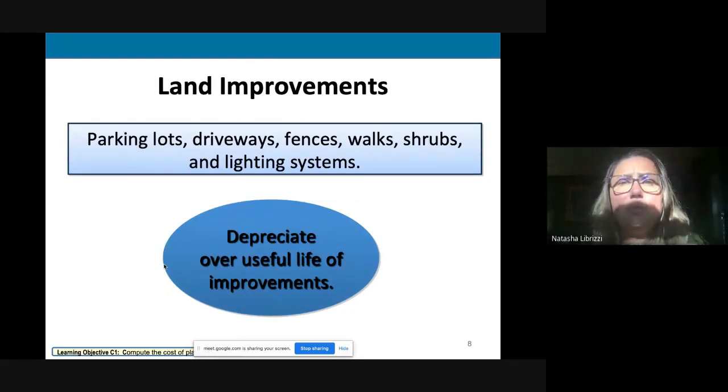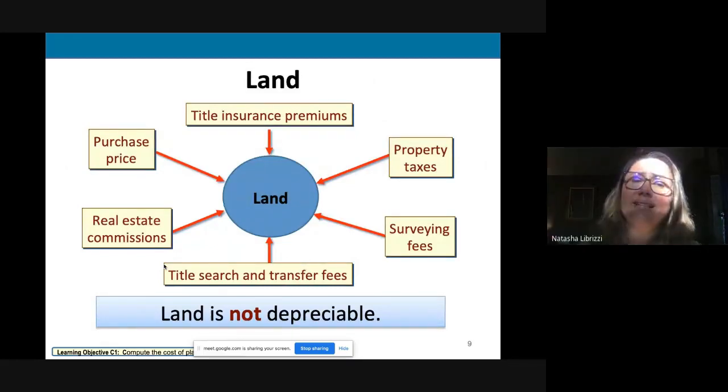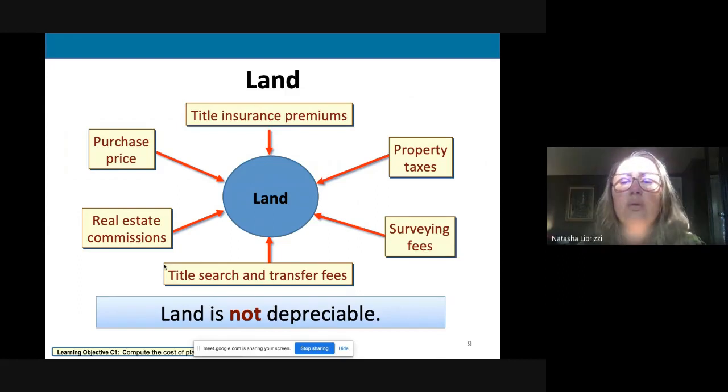Any land improvements we keep separately, because the life of land improvements is different than the life of the building. And land is not depreciable, so we keep the cost of the land separate as well. And land would require title insurance, purchase price, real estate commission. Sometimes you might buy land with some problems, like environmental issues, and cleaning that land also might be included in the cost of the land.